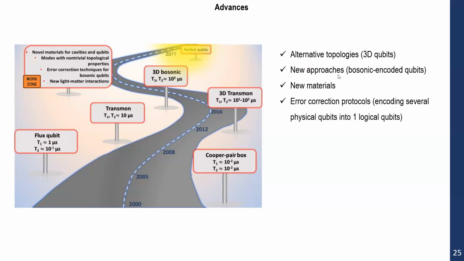Other approaches include alternative ways to encode quantum information, for example, these bosonic encoded qubits, where you have this resonator, this three-dimensional cavity, with some photonic mode there.